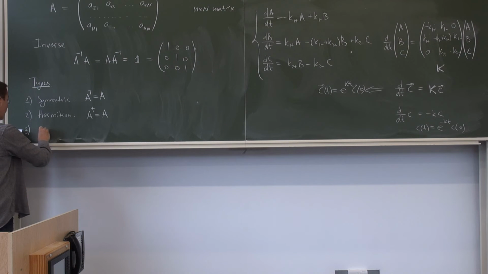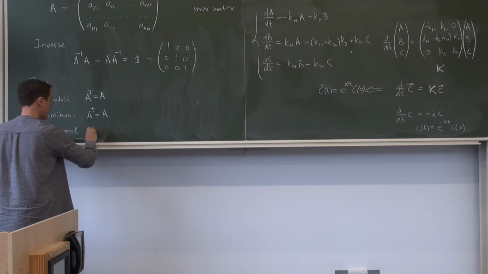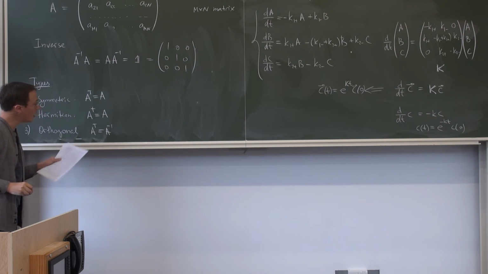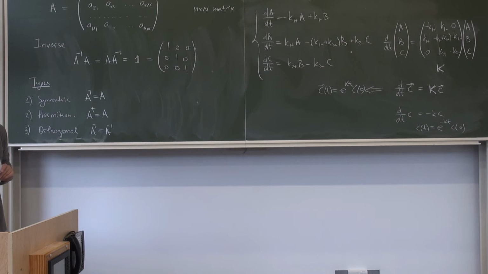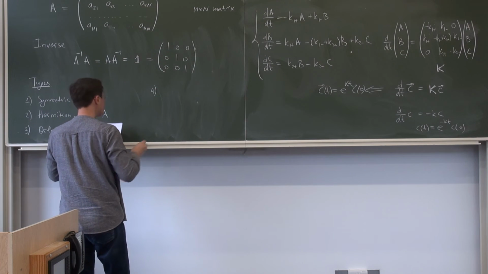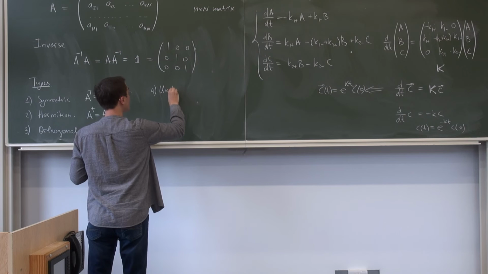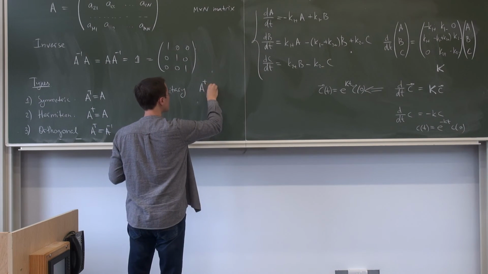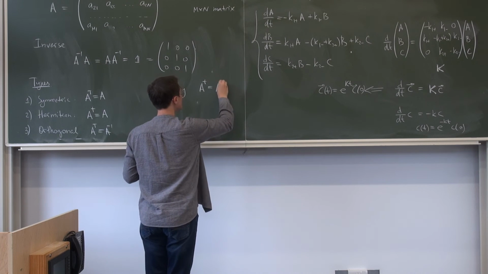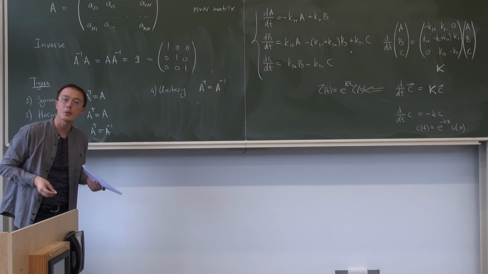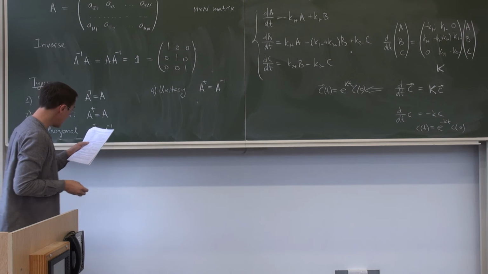Three, orthogonal. This is matrices when A transpose is equal to A inverse. This is true for rotations. Or the complex equivalent of that is unitary. That is when the Hermitian conjugate, so the conjugate transpose, is equal to the inverse. This is true for time evolution operators in quantum mechanics.